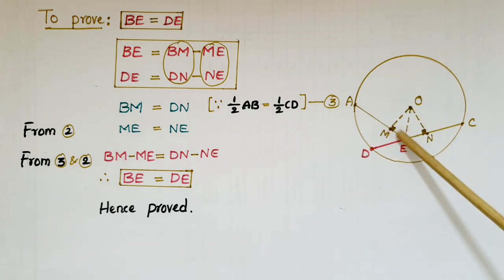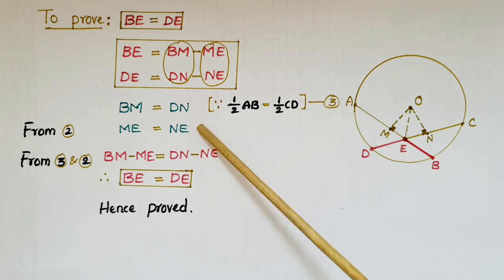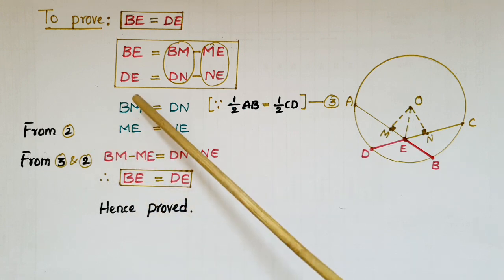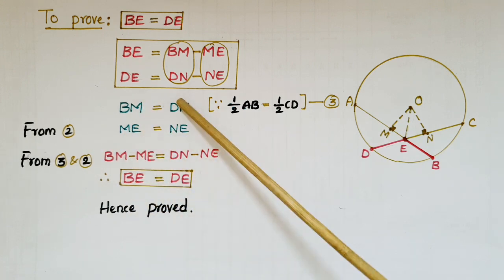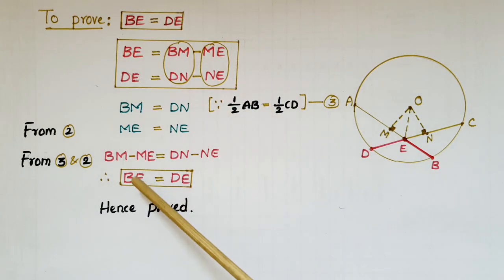Just now we have proved that these two line segments are equal. This is the second equation, and this is the third equation. From 3 and 2, we can say that BM minus ME is equal to DN minus NE. BM minus ME is BE, so BE is equal to DE.